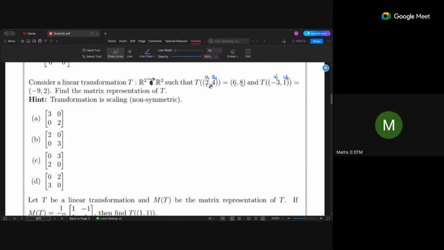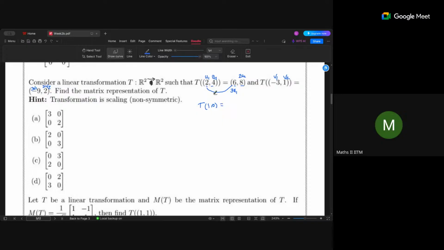So here you can notice that U1 is mapped to 3 times U1. Similarly, U2 is mapped to 2 times U2. Same way, V1 is mapped to 3 times V1, and this is 2 times V2. Right? And you see that this in general forms a basis. Actually, there is a more formal way of doing it, but from this itself we can have an idea. So you can see that T of (1, 0).